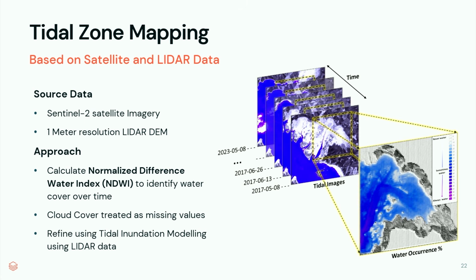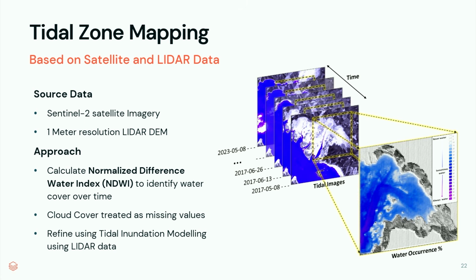We can do that for every tile in the time series. With Sentinel, you basically treat cloud cover as missing values. If you then average the water index over time for a particular area, what that gives you is an indication of what percentage of the time that particular location is covered by water or not.